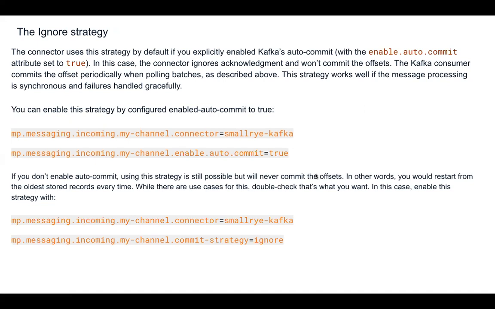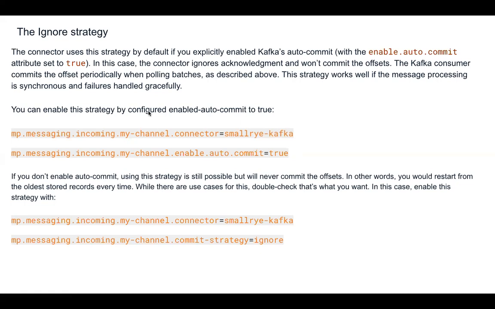Next one, ignore. The connector uses this strategy by default if you explicitly enabled Kafka's auto commit. In this case, the connector ignores the acknowledgement and won't commit offsets. The consumer commits the offset periodically when polling in batches.